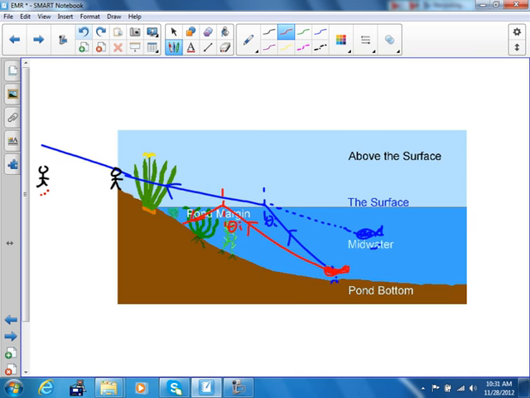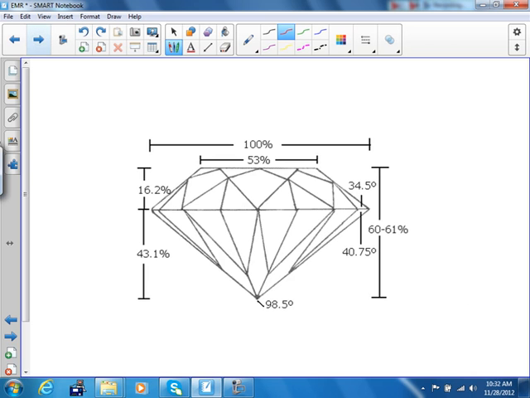Total internal reflection. Another example of total internal reflection. Here's a diamond. Everybody knows this, the standard cross-section of a diamond, right? Forget about the numbers in there, 60 to 61%, 98.5 degrees. I don't care exactly about the angles and the percents, it doesn't even matter to me right now. The basic shape of it, everybody's familiar with, right?